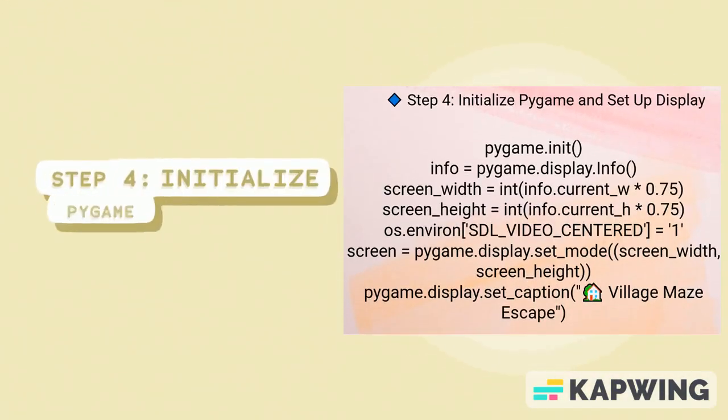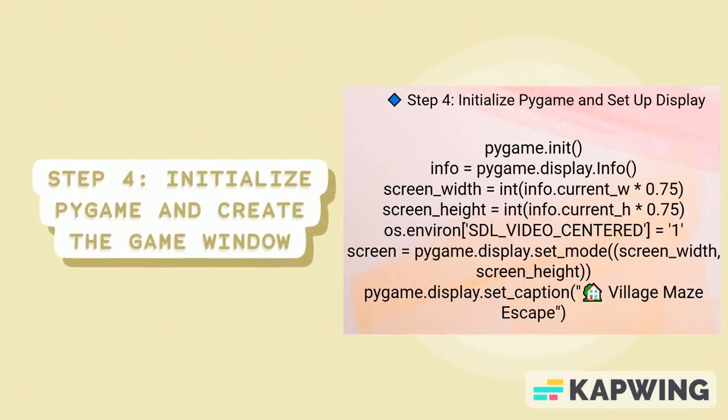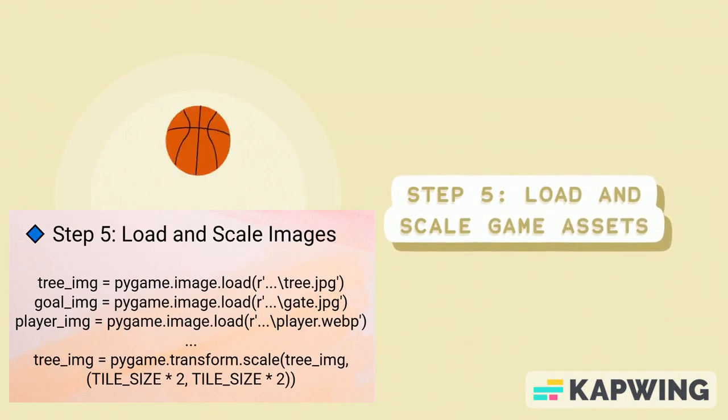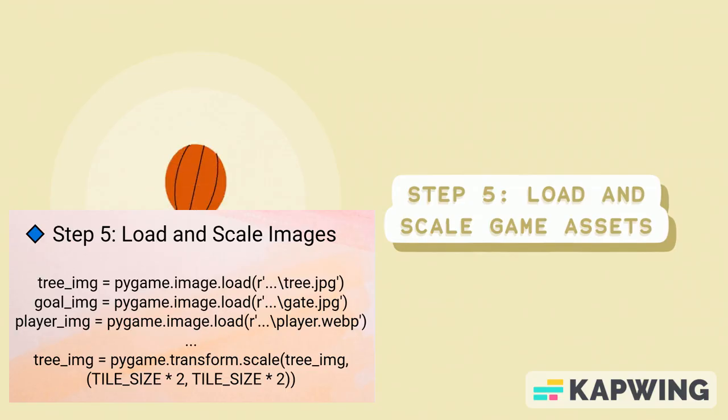Now we initialize pygame and set up our display window. We calculate a size that's 75% of the user's screen and center it. Next, we load 3 images: trees for the walls, a gate for the goal, and a player icon. These are scaled to fit the tile size.